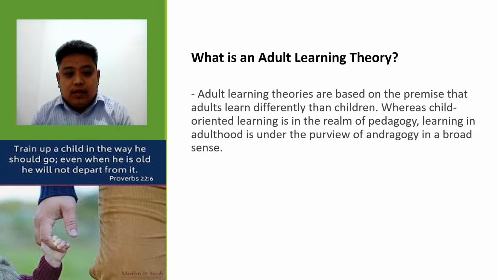What is an adult learning theory? Adult learning theories are based on the premise that adults learn differently than children, whereas child-oriented learning is in the realm of pedagogy. Learning in adulthood is under the purview of andragogy in a broad sense.